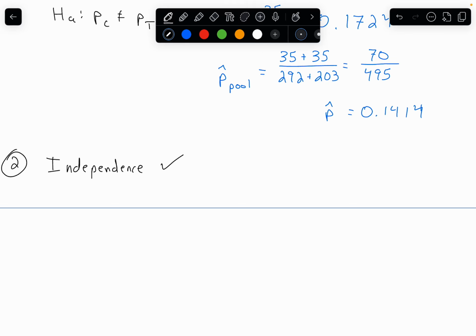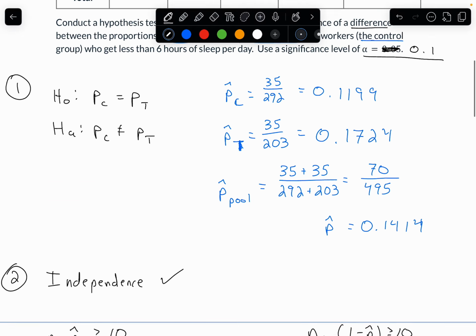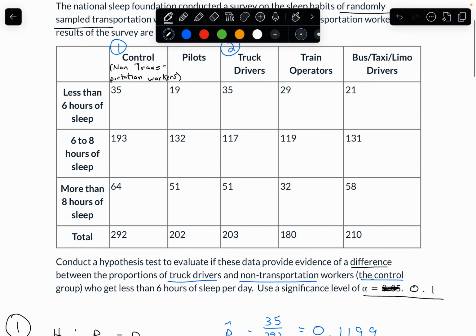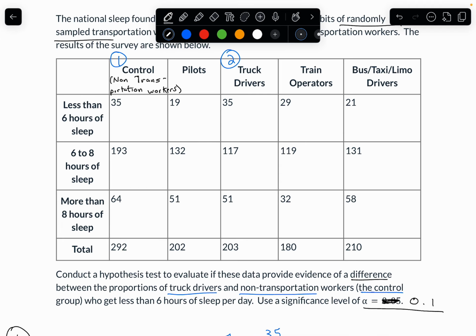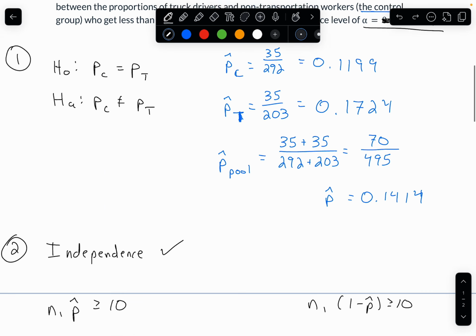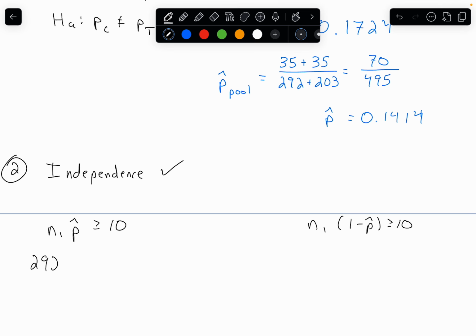So I need to check n1 times p hat, is that greater than or equal to 10? N1 times 1 minus p hat, is that greater than or equal to 10? And then the same thing for n2. We said group 1 was our control group if I go back up here, and our sample size for that group was 292. So I'm going to take 292 times our p hat, 0.1414.